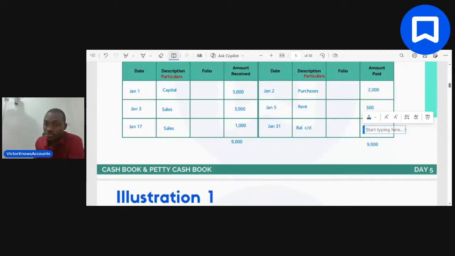So we are good. It means that if I made 9,000 and I'm paying 2,500, then I must have some money left with me. Now the amount of money left with me is what is called your balance carried down. So your balance carried down is the amount that is left at the end of the period. It is the difference between the amounts that you received and the amounts that you paid out. So 9,000 minus 2,500, that will give you what?